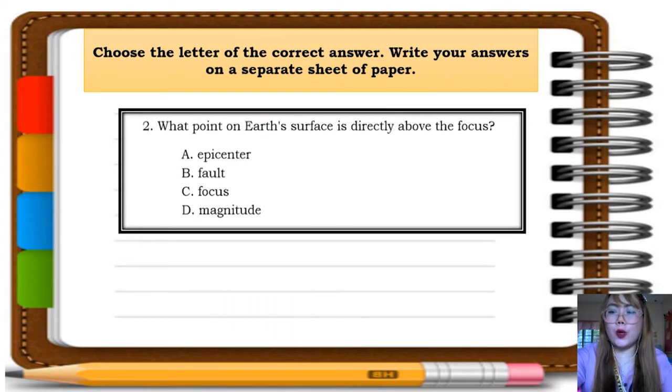Number 2. What point on Earth's surface is directly above the focus? A. Epicenter. B. Fault. C. Focus. D. Magnitude. Answer. Letter A. Epicenter.